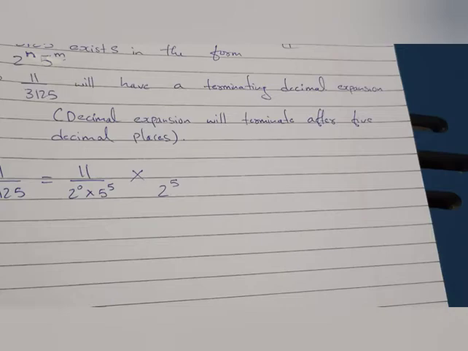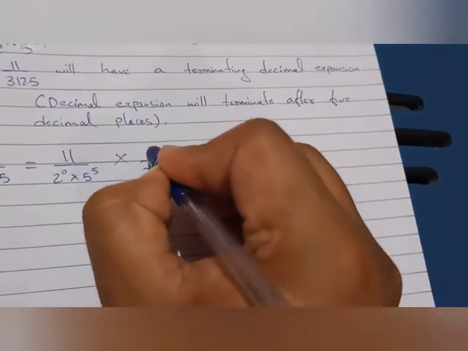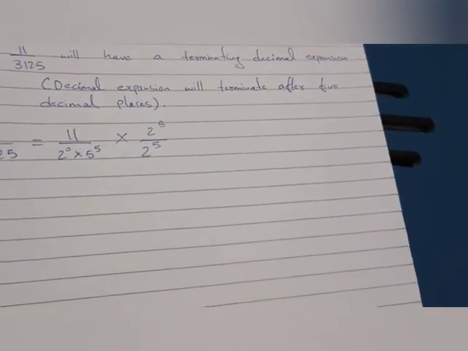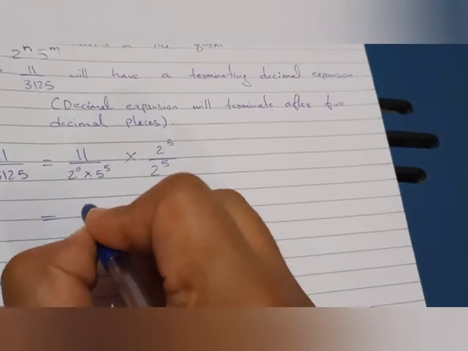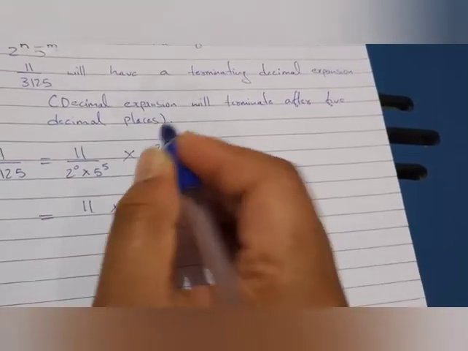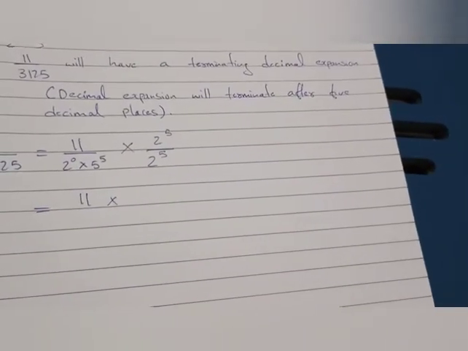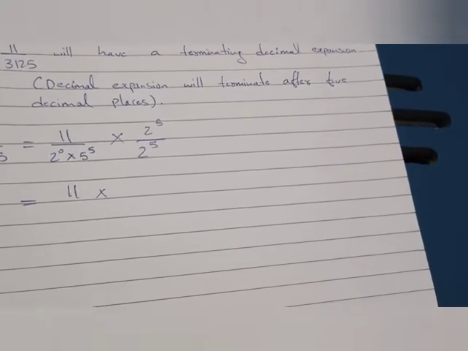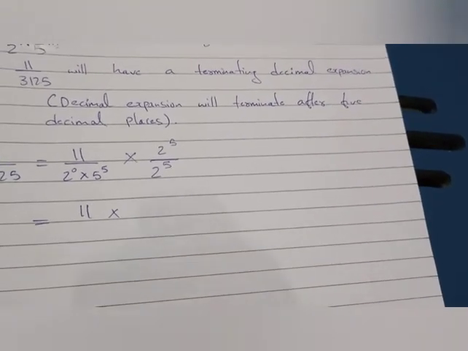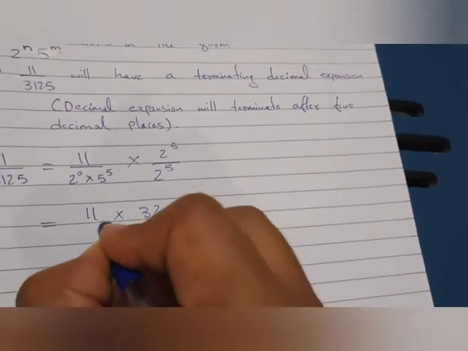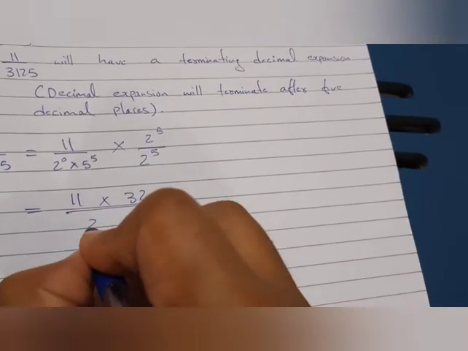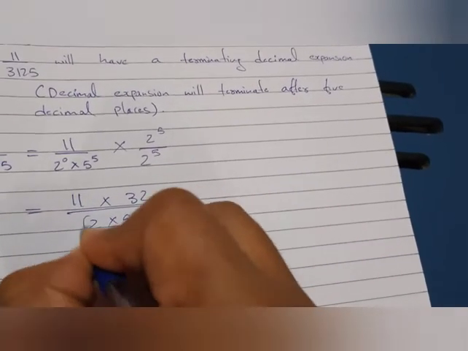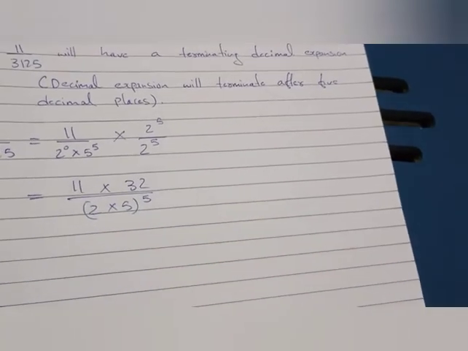So 2 to the power 5, and we'll do the same thing in the numerator as well. Now simplifying this, we'll get 11 into 2 to the power 5 will be 32: 2 to the 4, 4 to the 8, 8 to the 16, and 16 to the 32. Now we have both 2 and 5 raised to power 5.